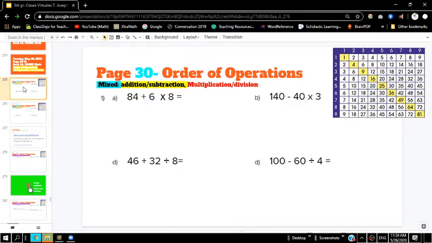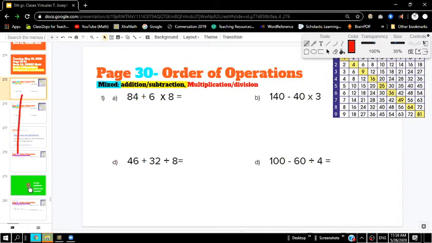Okay, so inside of your Prime Math book on page 30, you will see these problems. Let's do a couple of them together, and you'll do a couple of them on your own. All right. So the first problem that we have is an addition problem and a multiplication problem. If you remember correctly, you always do the multiplication first.